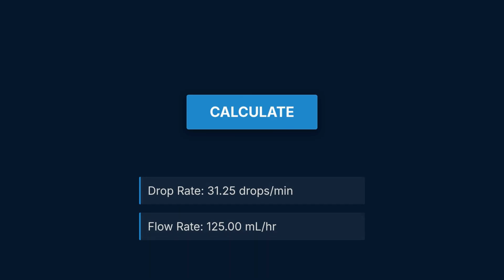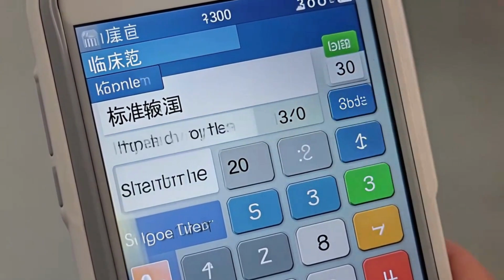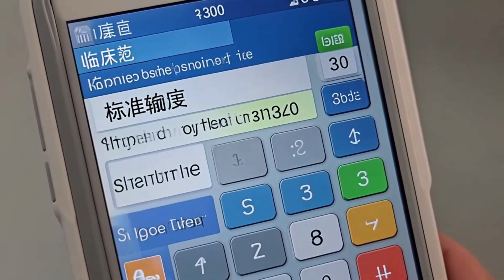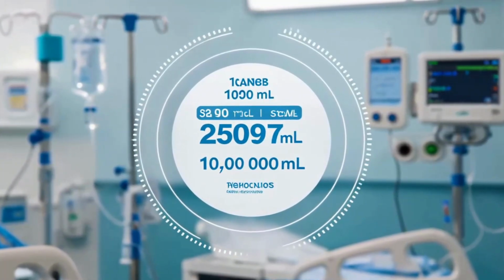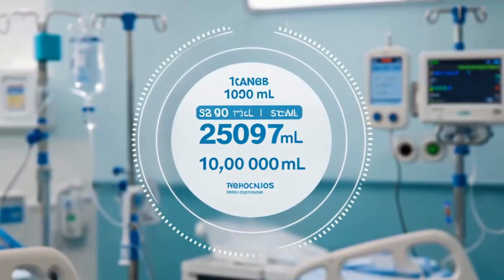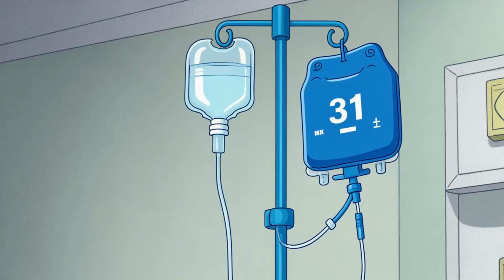125 ml per HR. The clinical notes indicate this is a standard infusion rate calculated within typical clinical range. These results tell us that to infuse 1000 milliliters over 8 hours using a 15 drops per milliliter drip set, we need to set the drip rate to approximately 31 drops per minute.